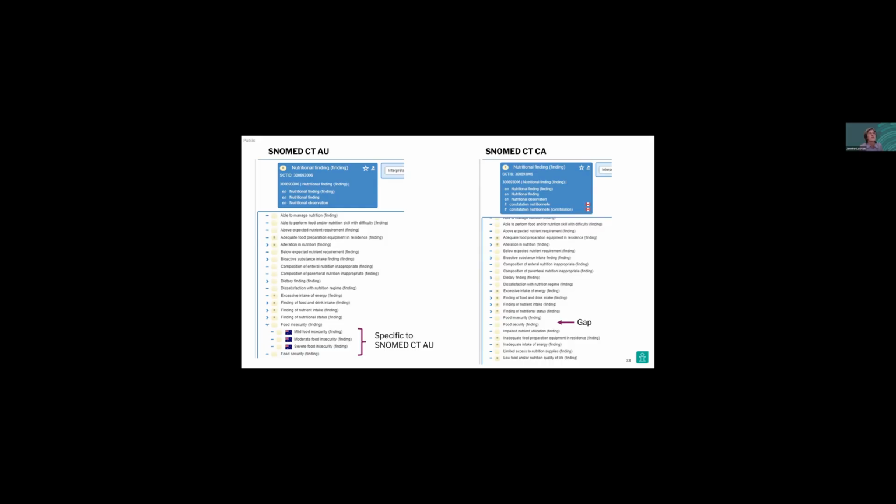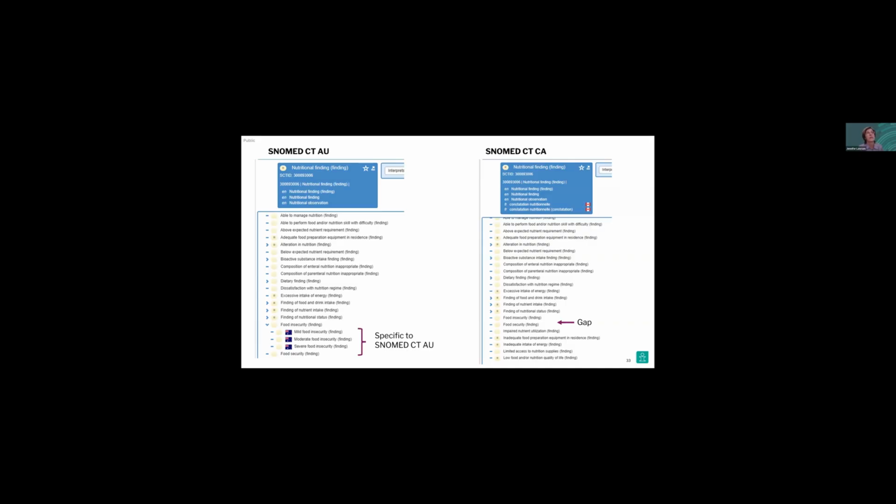This slide shows the nutritional finding branch for SNOMED CT AU on the left and the Canadian edition on the right. We can see where Australian-specific food insecure concepts were created as child concepts of food insecurity, noted with their Australian flag. And on the right, the gap that would need to be filled within the SNOMED CT Canadian version.